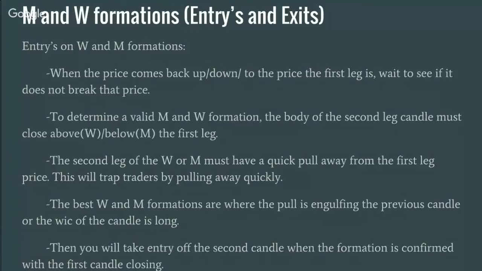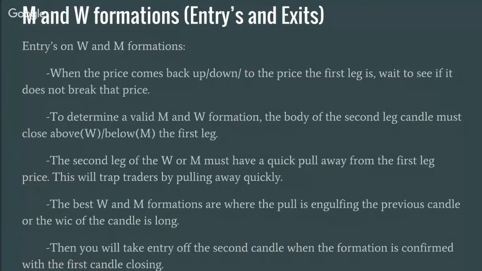So the first leg comes down, makes a peak formation low. Let's talk about a W. Makes peak formation low, comes back down. Okay, so second leg starts to form, comes down, retests the price. It doesn't matter how long of a wick it leaves, as long as the body closes above the first leg on a W. I don't care how long the wick is.